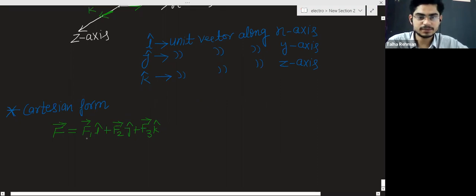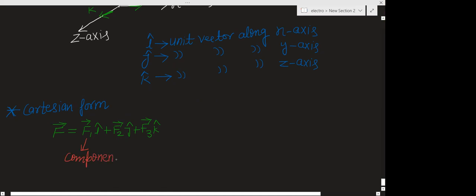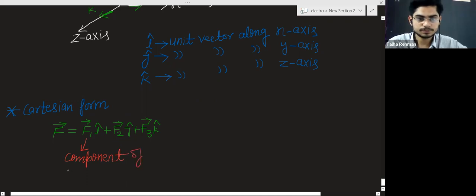So I am writing here, this F1 is a component. What is the meaning of component? Component is like a type or a category of something. Component of force F in the X direction. Similarly, you can write for this or this also. This is a component along the Y axis. This is a component along Z.